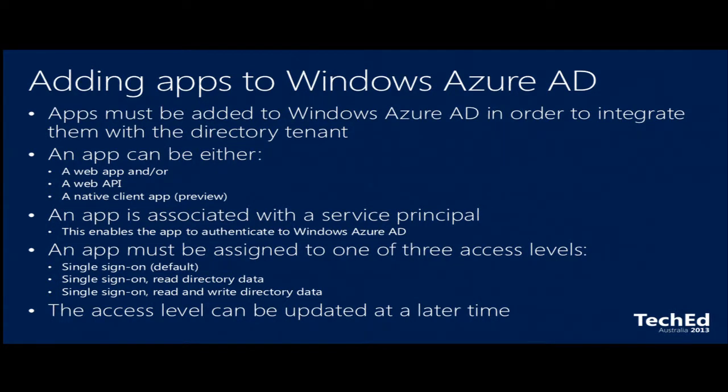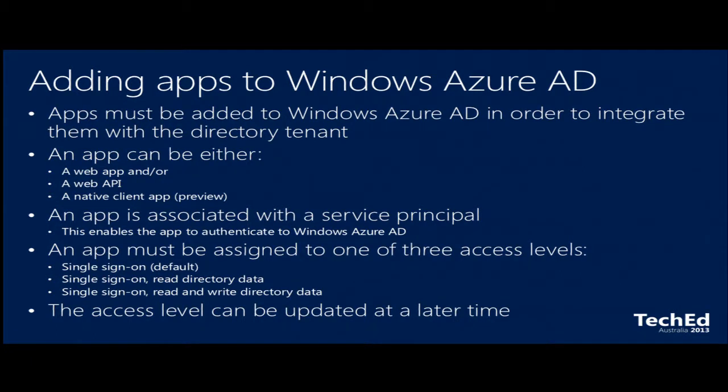You must add or register your application to or with Windows Azure AD in order to integrate it with your Windows Azure AD tenant. Applications can be web apps, they can be web APIs or web services. As a preview feature, they can also be native client applications, so perhaps a Windows Store application that you're developing.